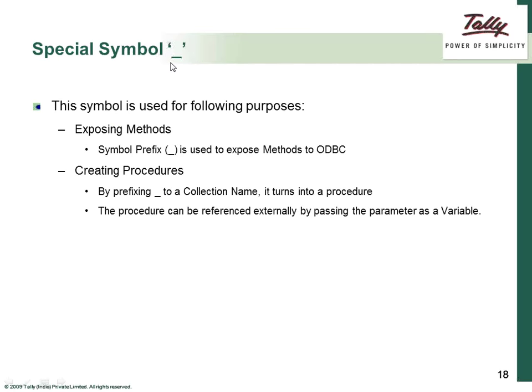Then we have a special symbol, underscore. It is a special symbol to expose methods to ODBC, that is Open Database Connectivity, the other databases, and for creating procedures. So you can either give an underscore to the method name to make it exposed to the ODBC, or prefix it to the collection name, so it turns into a procedure which can be further used by the external application.